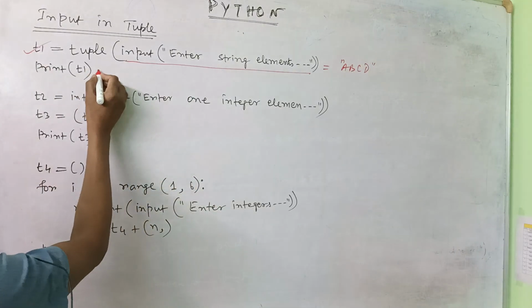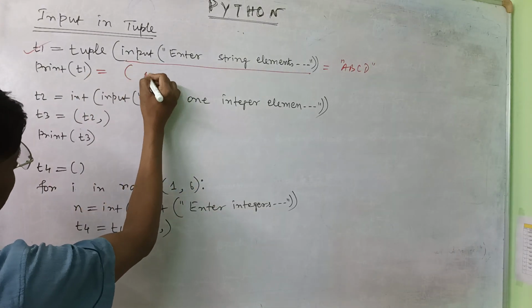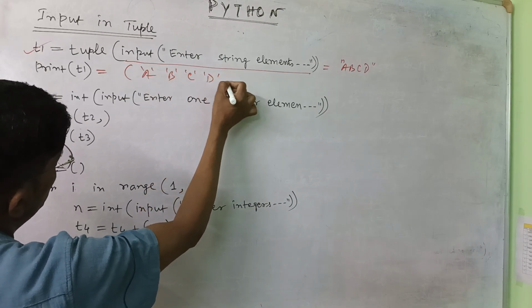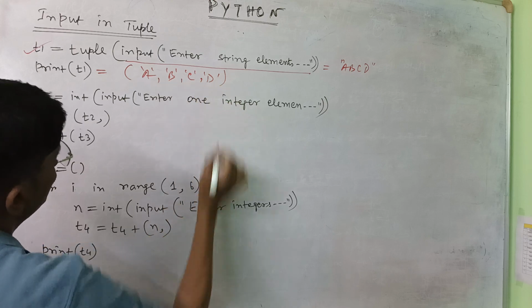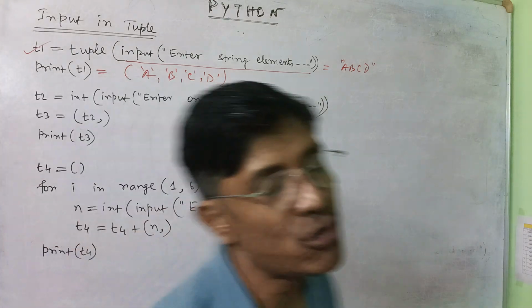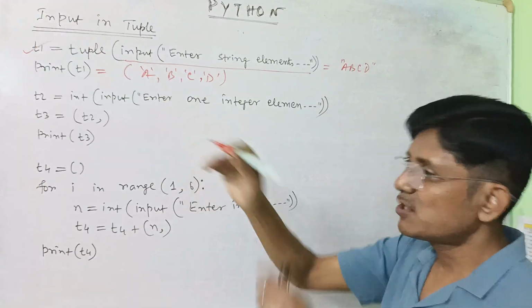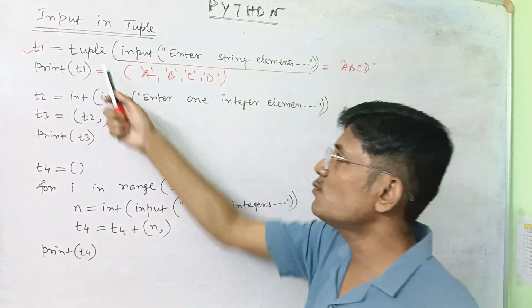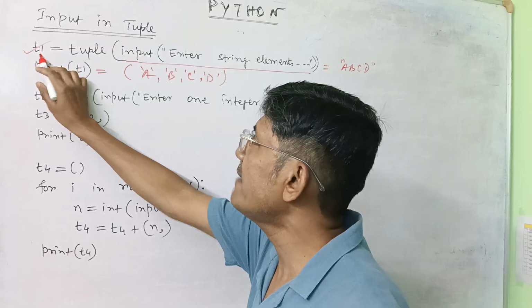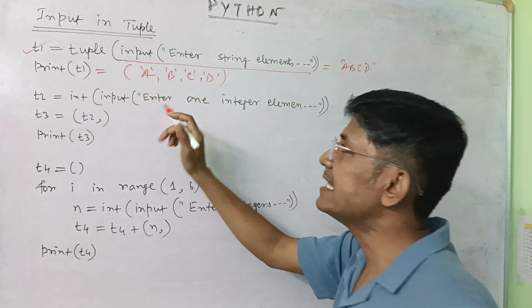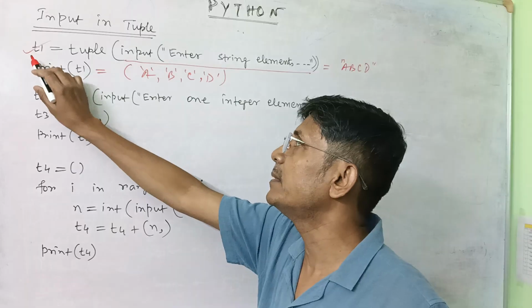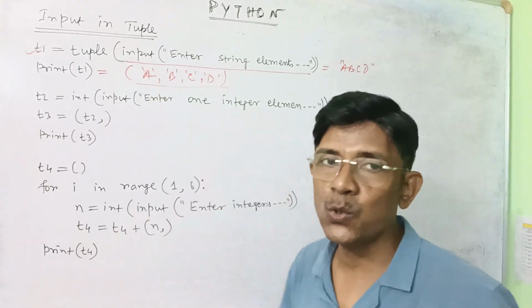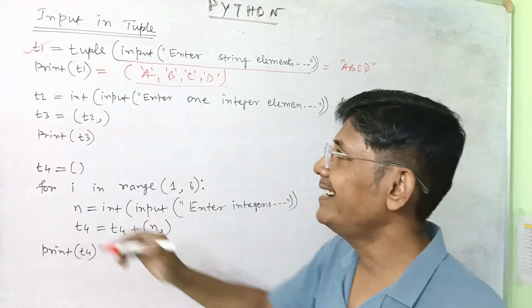In the tuple, how will it be stored? It will be stored as A, B, C, D, split into single characters. Now a single value you have taken is split like this, and whenever we keep it into t1, the tuple, it is stored like this. If you print it, you will understand. I'll show that in the computer. Let's see the second one.